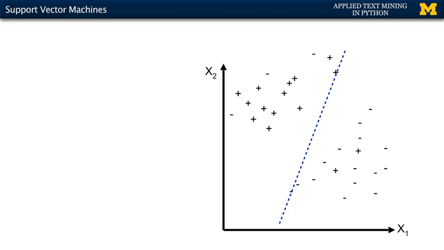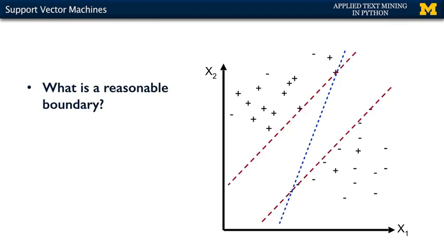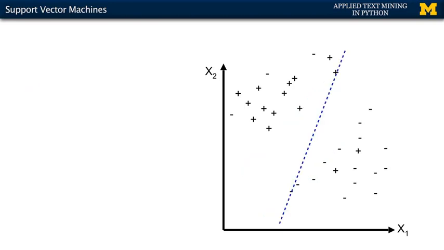But if you learn this line, you could have actually learned any other line, and the question becomes, what is a reasonable boundary? So instead of the blue line, if you consider this red band, you would see that the points that are in confusion are few. What do I mean by that? So in the previous example, when you had just this blue line, any small change to the positive point or a negative point will make an error.